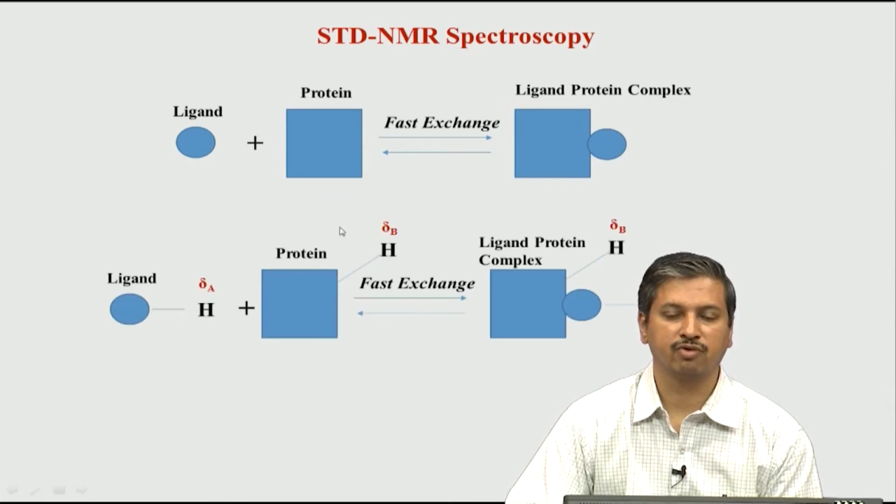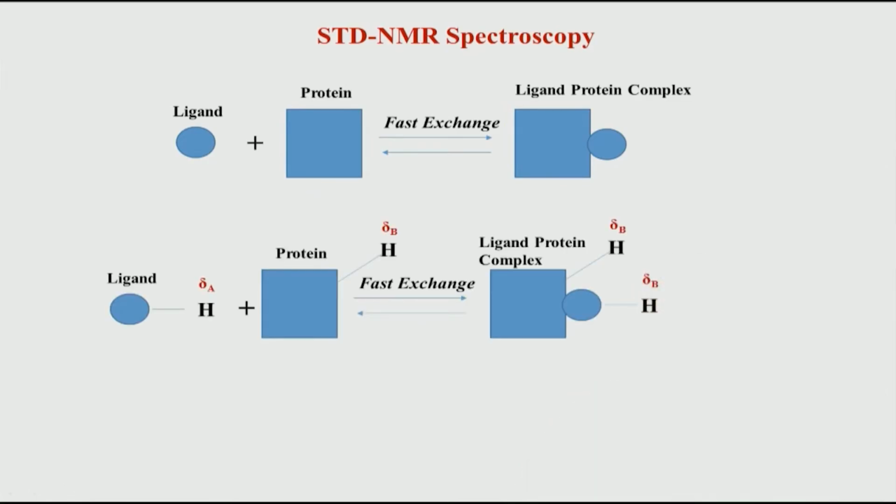So, how is this useful for STD NMR? Suppose the ligand has a proton with a chemical shift value delta A, and suppose there is a proton which is part of the protein, and its chemical shift is delta B. Now, what will happen in the ligand? It will be something like this. Let us assume that the chemical shift has not changed much between the bound and the free form.